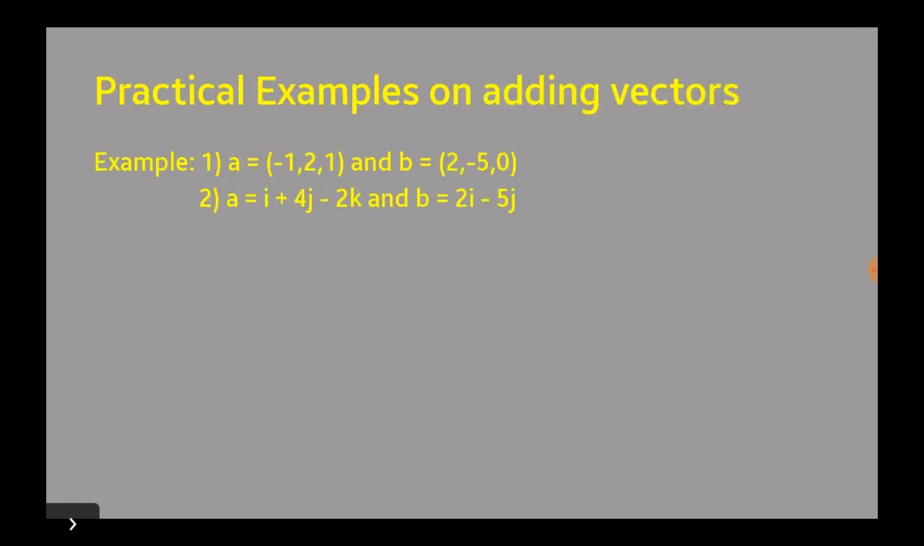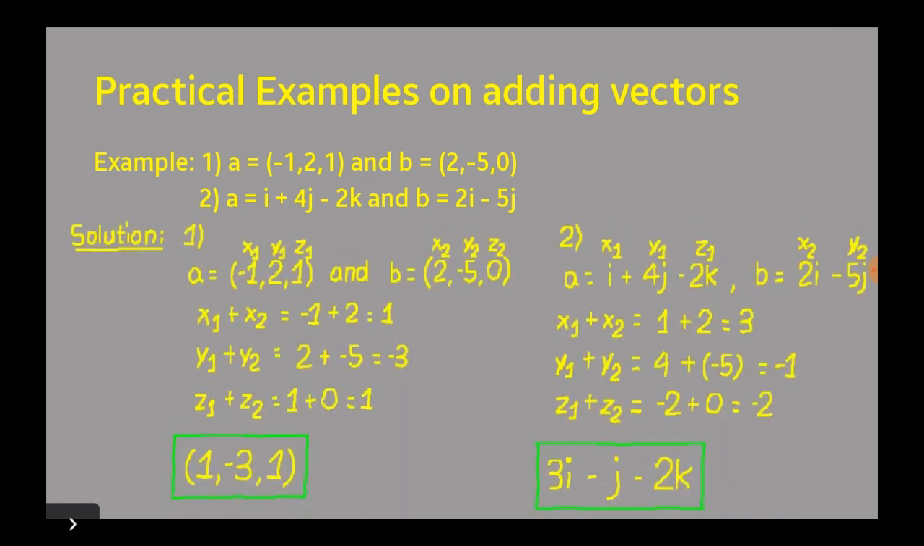Here are practical examples on adding vectors. In example 1, a is equal to minus 1, 2, 1, and b is 2, minus 5, 0. In the second, a is equal to i plus 4j minus 2k, and b is equal to 2i minus 5j. We get the answer like this. x1 is given minus 1, y1 is 2, z1 is 1, x2 is 2, y2 is minus 5, z2 is 0. So x1 plus x2, minus 1 plus 2, is 1. y1 plus y2 is equal to 2 plus minus 5, which is minus 3. z1 plus z2, 1 plus 0, is equal to 1. Let's write 1, minus 3, 1.